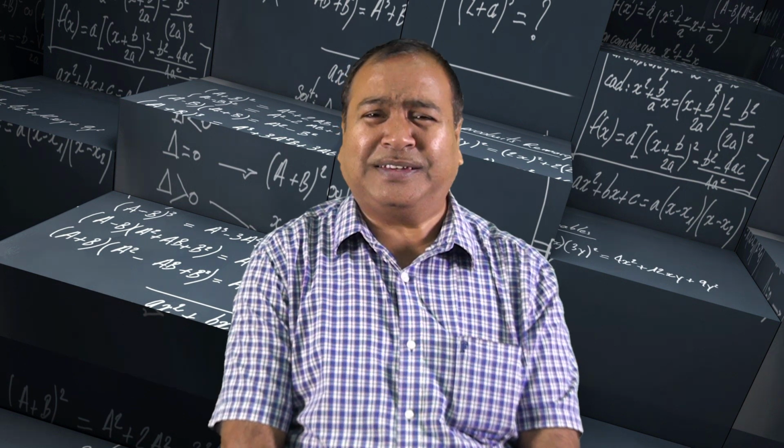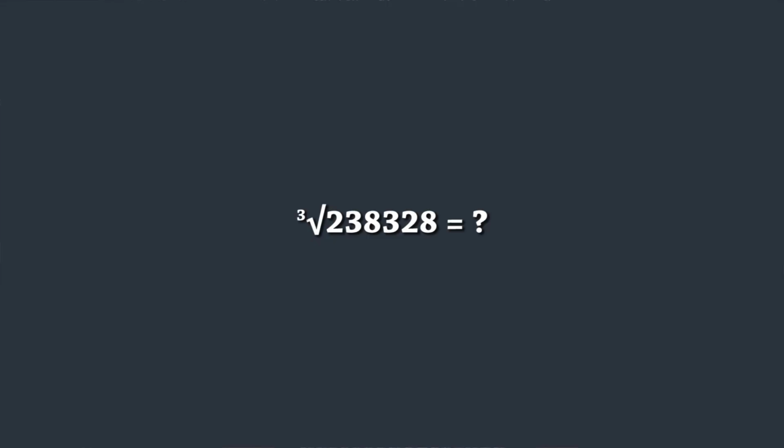Okay, let us take one more example. What is the cube root of 238,328, which is again a 6-digit number? Let us observe the following steps. Step 1. 238,328 can be made into 2 groups such that the first group contains 238, the second group contains 328.